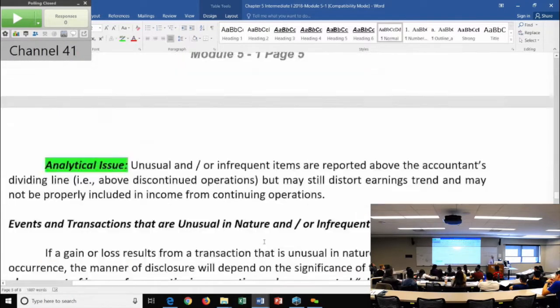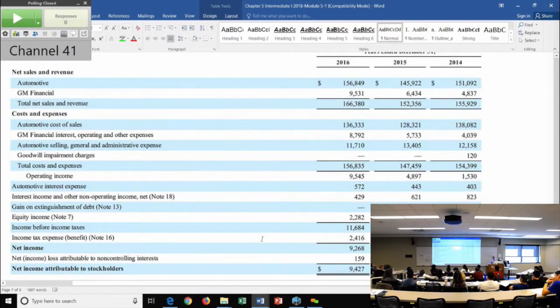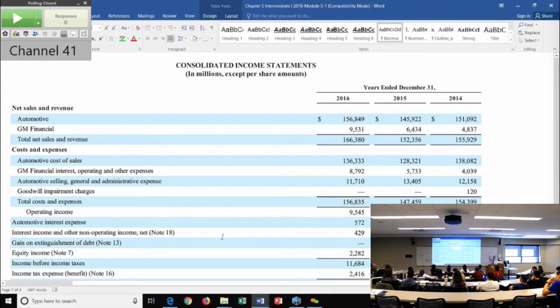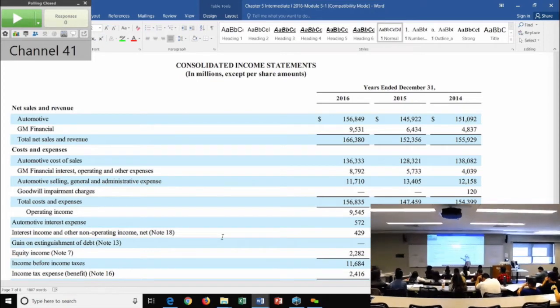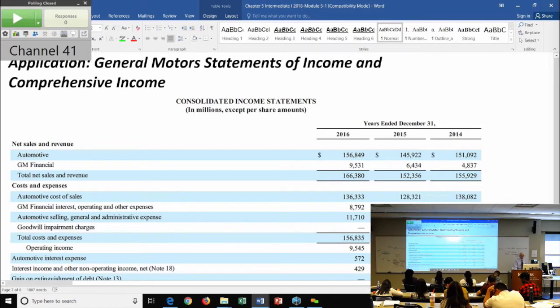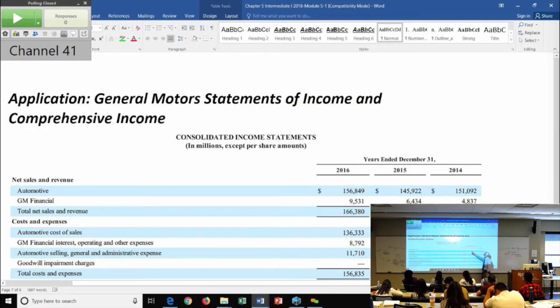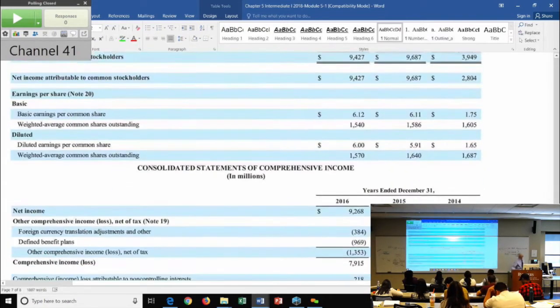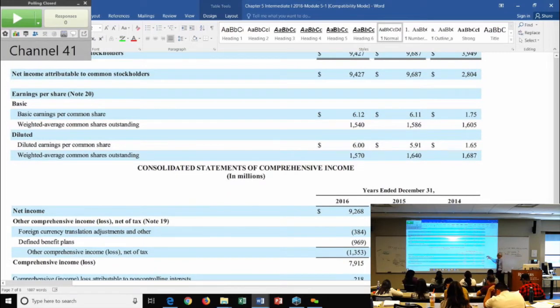Let's go into General Motors. All right, so this is their statement. I wanted to mention that we'll spend more time on this later, but it's a single statement of income and a single statement of comprehensive income. If you look on top, this is only the General Motors income statement. When you look below, on the bottom, this is the comprehensive income. So I pasted them together. They would have been on separate statements. So let's take the income statement first.